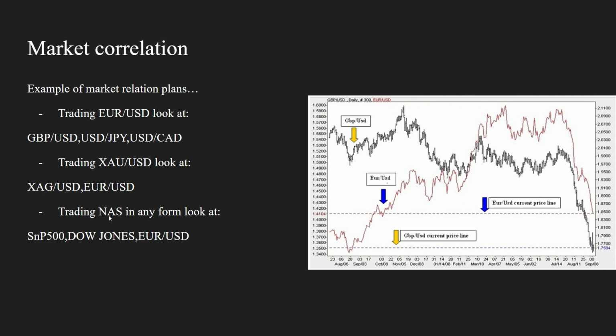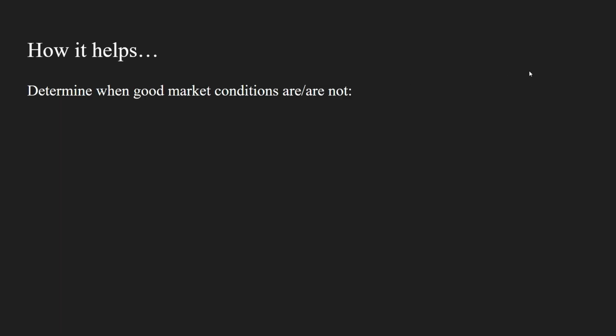If you're trading Nasdaq, for example, you should look at the S&P 500, Dow Jones, compare the different prices, and also Euro USD as a comparison. Euro USD should follow Nasdaq, it should follow Dow Jones, and it should follow S&P 500. When they are uncorrelated, you can see that it's usually bad market conditions. I'm telling you because it's really useful. It can help you determine whether market conditions are good or not.